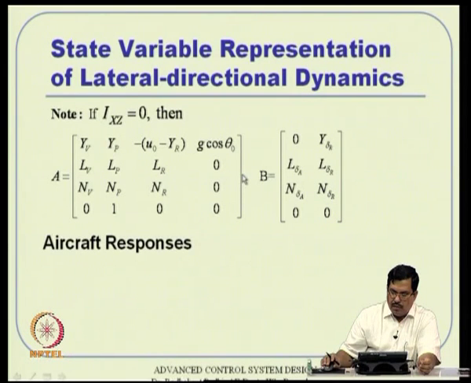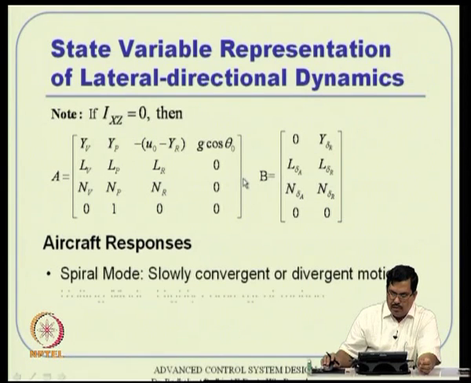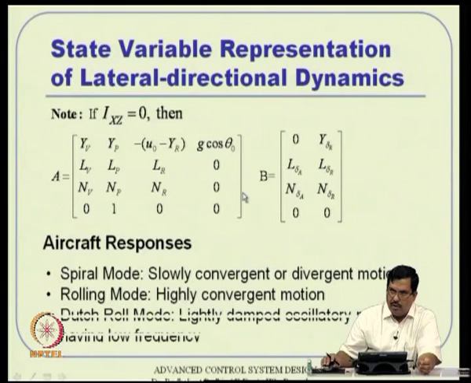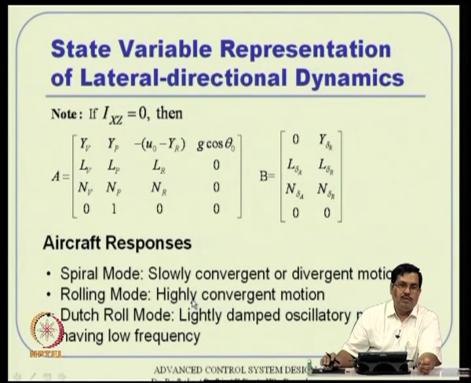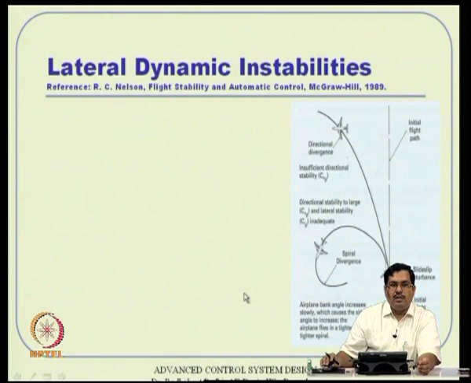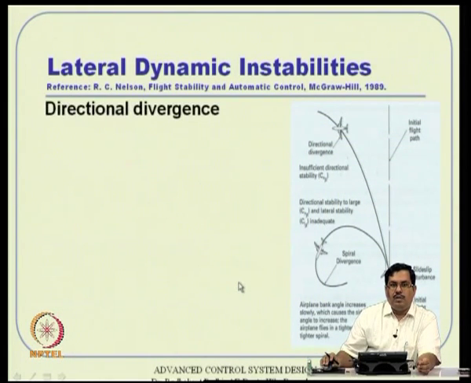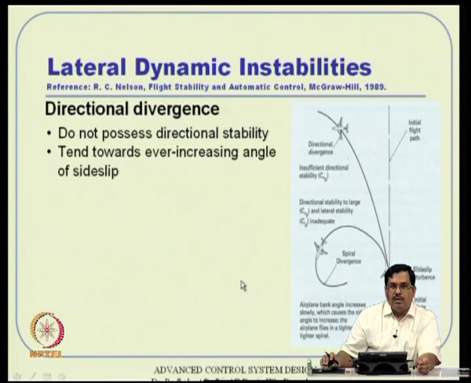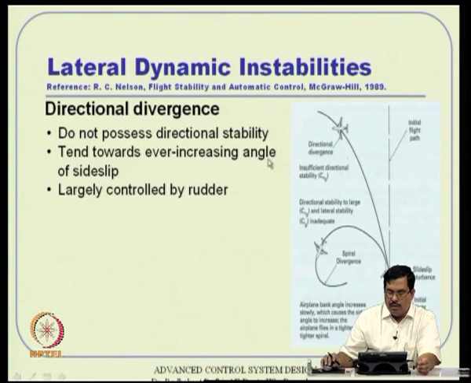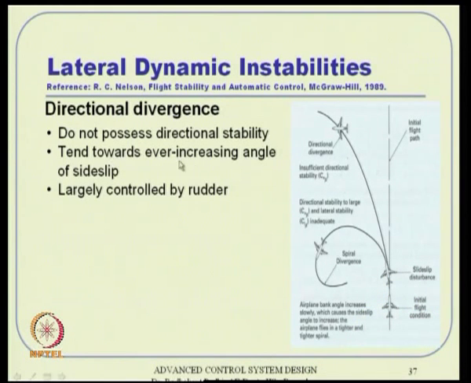So, as far as aircraft response is concerned, you can see that in this lateral dynamics there are 2 modes, one is the spiral mode, another is the rolling mode, and there is a Dutch roll motion also, which is a coupling between these two. So, let us see what that is. First, this is the spiral mode, directional divergence. This does not possess too much directional stability. In other words, there will be an increase of the side slip angle beta.